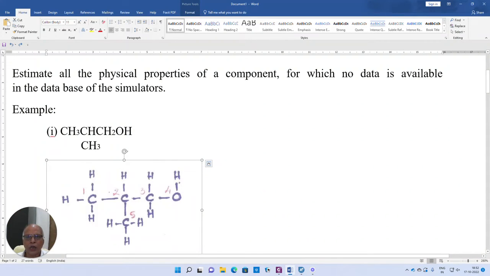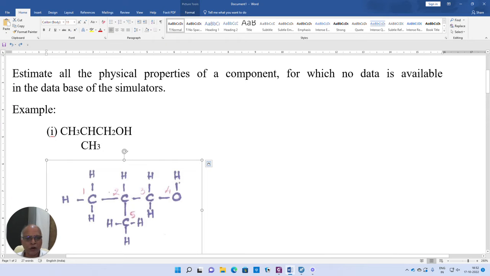Good morning. In this session, I would like to demonstrate the estimation of physical properties of a pure component. In fact, this can serve multiple purposes. If a component is already available in the database of a process simulator, we are interested in looking at certain properties of that compound. Extract this information from the database. That could be one option.